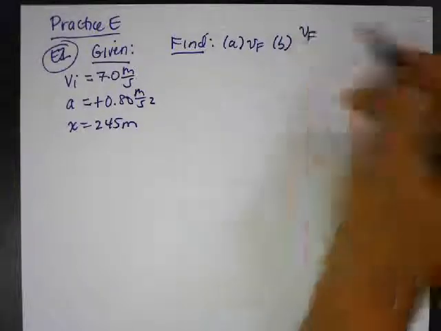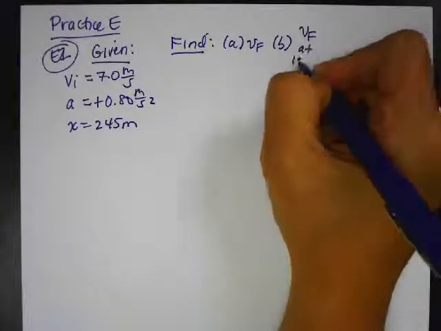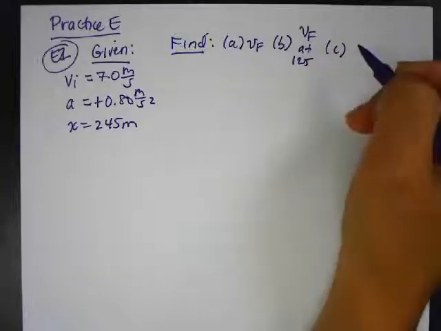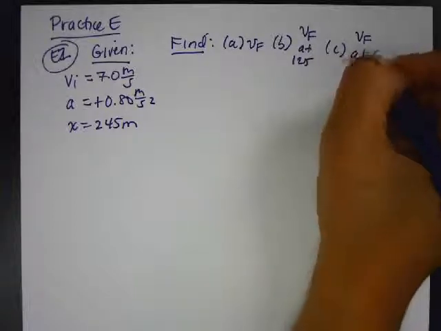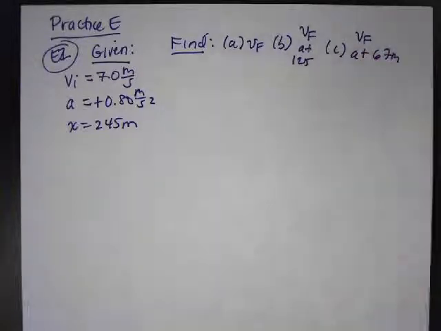Then it says, what is the velocity after it accelerates at 125 meters? So now we want to find VF at 125 meters. And then C says, what is the velocity after it accelerates for 67 meters? So now we want to find VF at 67 meters. So basically we're going to do the same thing 3 times, and we're just going to use different values for x.